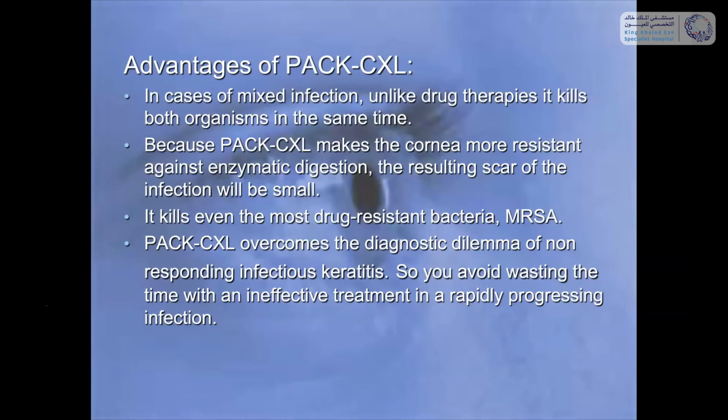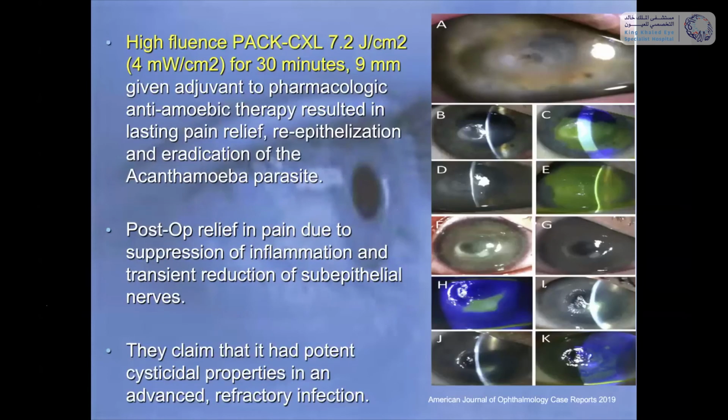Back cross-linking overcomes the diagnostic dilemma of non-responding infectious keratitis, so we avoid wasting time with ineffective treatment in a rapidly progressing infection. High fluence back cross-linking using 7.2 joule per centimeter square for 30 minutes, given with anti-amoebic therapy, resulted in lasting pain relief, reepithelialization, and eradication of the Acanthamoeba parasite.